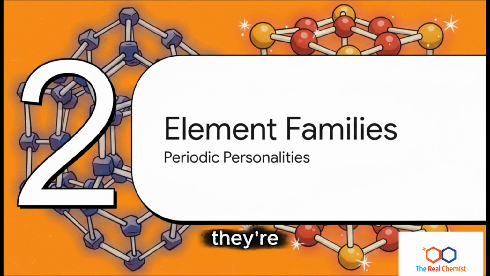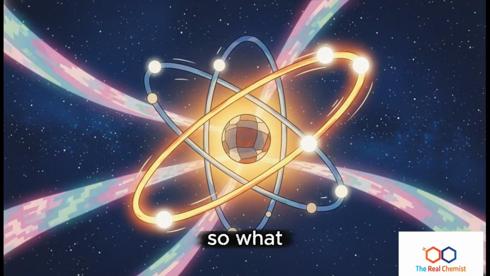So we have our atoms, but they're not just floating around in some random jumble. Oh no, they're organized. They're grouped into families that have these surprisingly similar personalities, all laid out for us so beautifully in the periodic table. So let's figure out what makes them tick. So what is the big secret? What's behind these family resemblances?